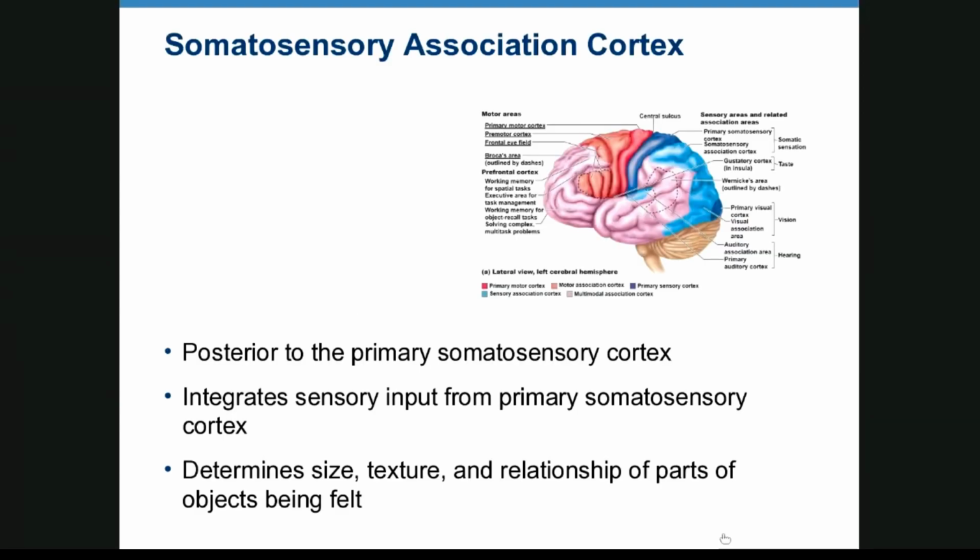Okay, the somatosensory association cortex is going to be caudal to the last box, so right in here. It integrates and makes sense of the sensations, determines size, texture, and relationships of parts that you feel.